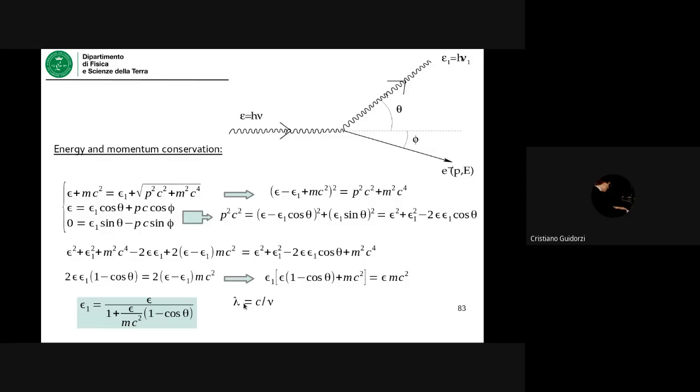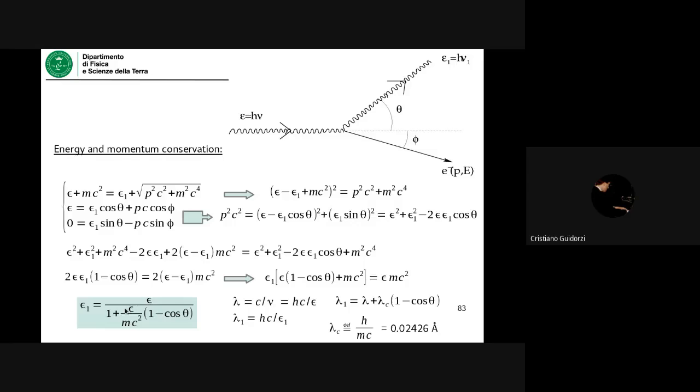So by remembering that the wavelength of a given photon is just c over the corresponding frequency, and by multiplying and dividing by h, h nu in the denominator is just the photon's energy epsilon, and hc in the numerator. Of course, you do the same for the scattered photons. So you call lambda 1 what is related to epsilon 1. If you replace epsilon with hc over lambda, and you do the same with epsilon 1, after some very easy calculations, you see that you end up with this relation.